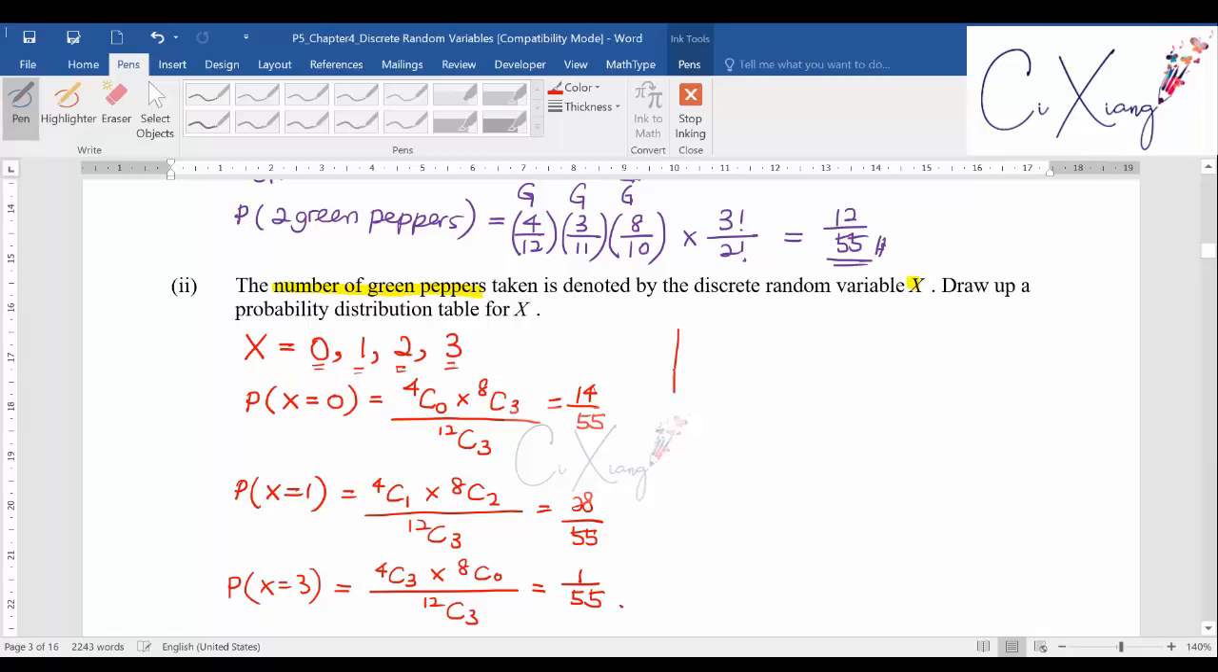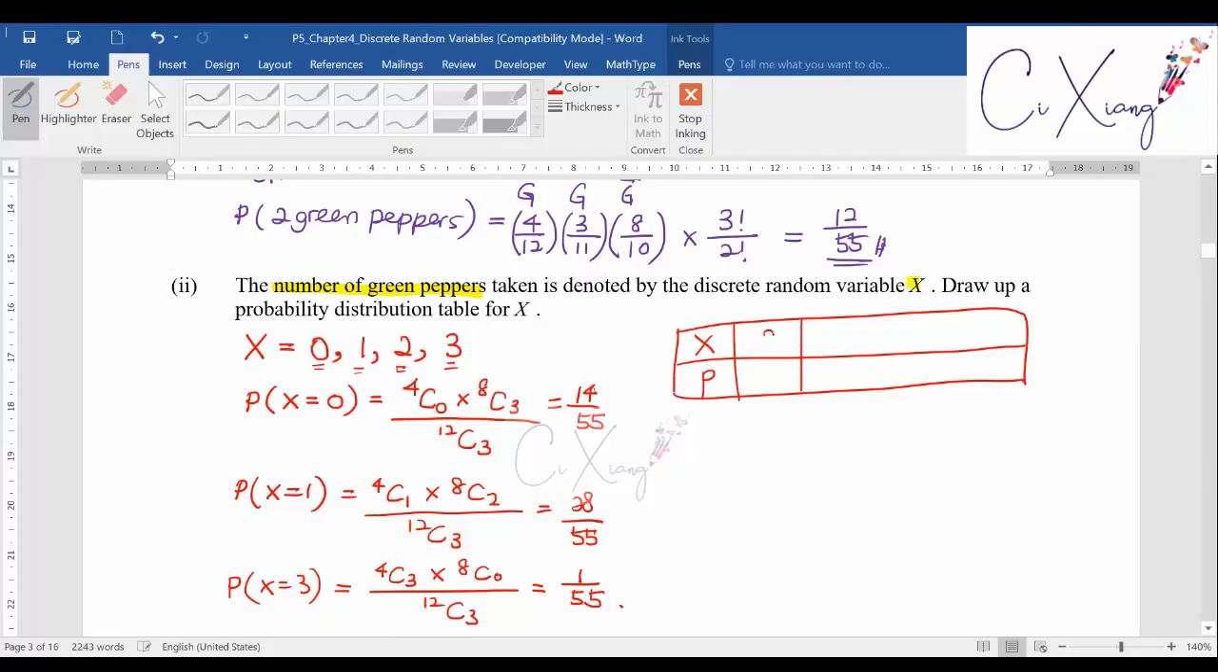Then the final answer is you need to draw a table. When you draw a table, it depends on how you want to write it. Usually I will just write X and P. For the value of X, I have 0, 1, 2, and 3. And for the value of P, I'll put in the values that I found. So this is 14 over 55, 28 over 55, then for 2 green peppers it is 12 over 55, and then 1 over 55.